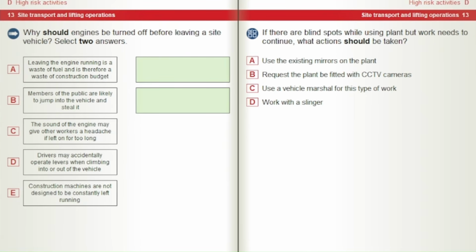Why should engines be turned off before leaving a site vehicle? Select 2 answers. Leaving the engine running is a waste of fuel and is therefore a waste of construction budget. Members of the public are likely to jump into the vehicle and steal it. The sound of the engine may give other workers a headache if left on for too long. Drivers may accidentally operate levers when climbing into or out of the vehicle. Construction machines are not designed to be constantly left running.